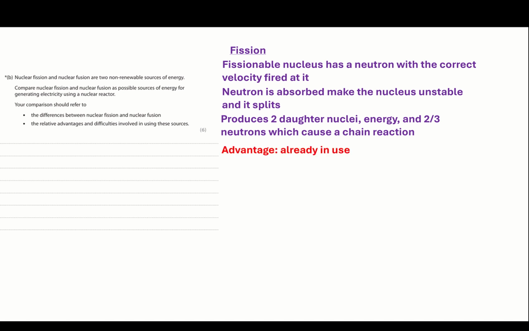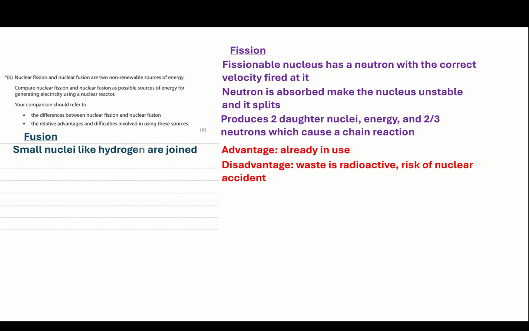Advantage, it's already in use. We've already got nuclear power plants that use this, so we don't need any new technology, just develop the stuff that we've already got. Disadvantage, the waste is radioactive, or there's risk of a nuclear accident. So that's fission done. So it's a really nice way to get 3 easy marks. Now let's go into fusion.